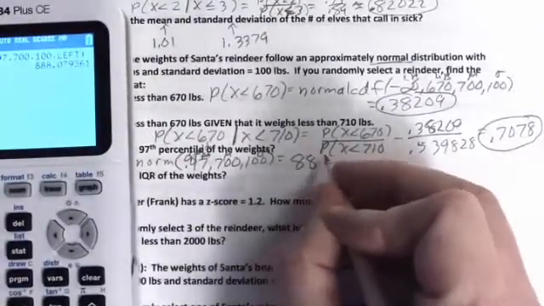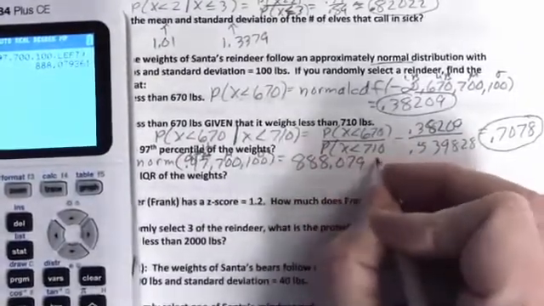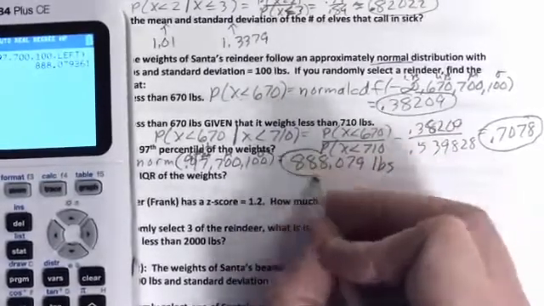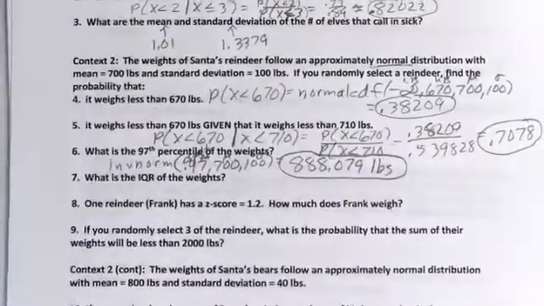888.079. And this is pounds. This has a unit. So it's pounds. So that would be the answer to number 6.